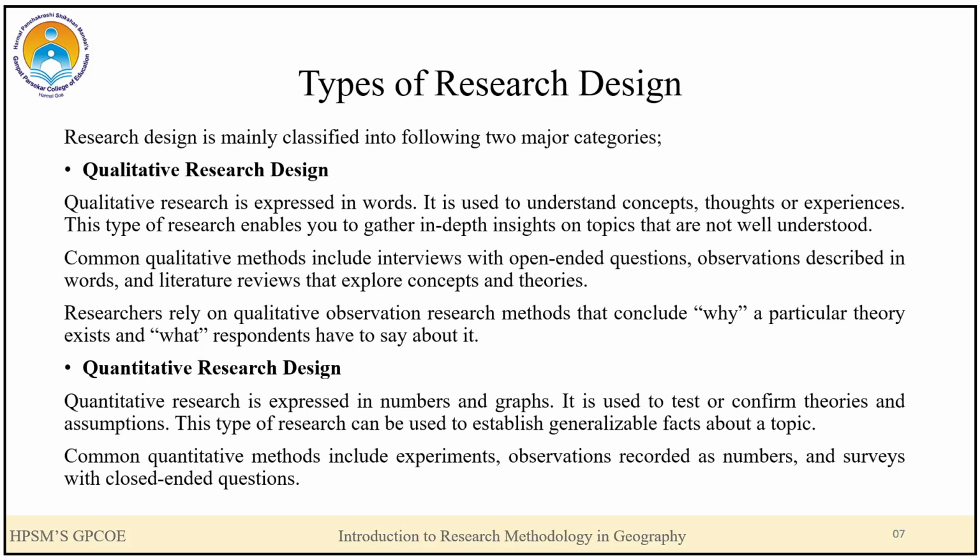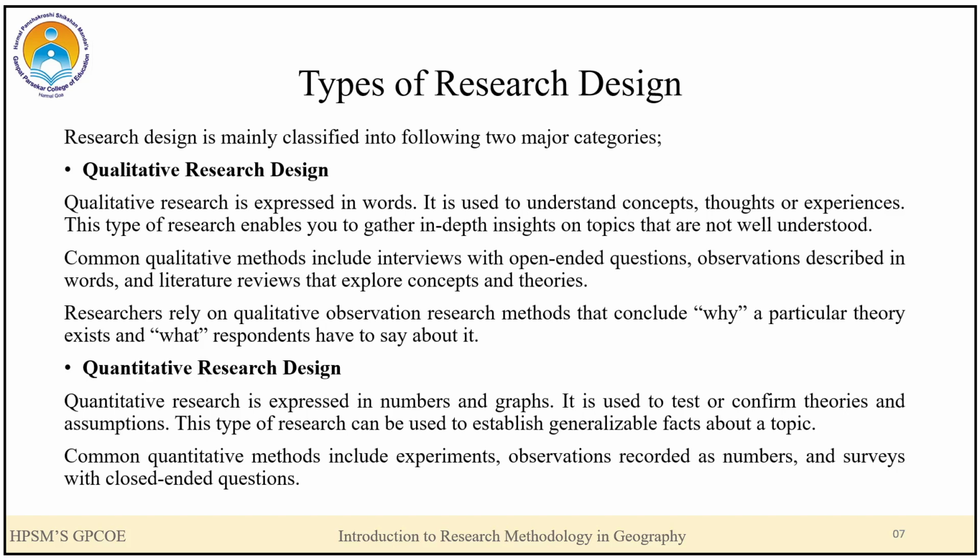So there are different types of research design. They are broadly classified into two major categories, that is qualitative research design and quantitative research design. In qualitative research design, the data is basically expressed in words as such. It is used to understand concepts, thoughts or experiences.